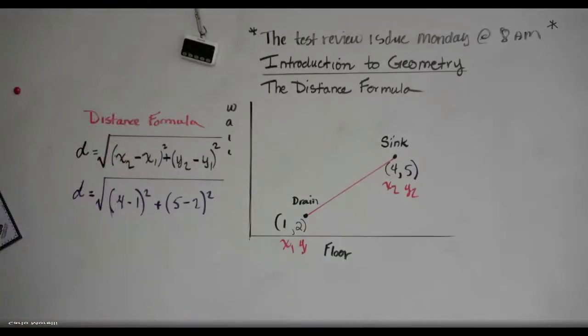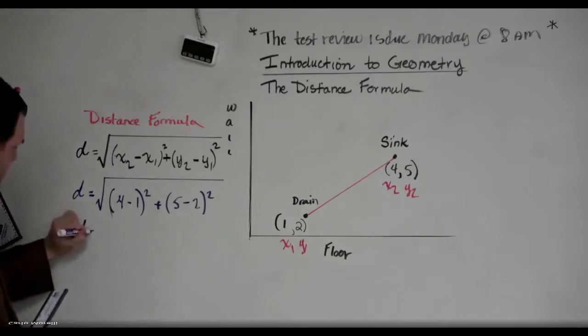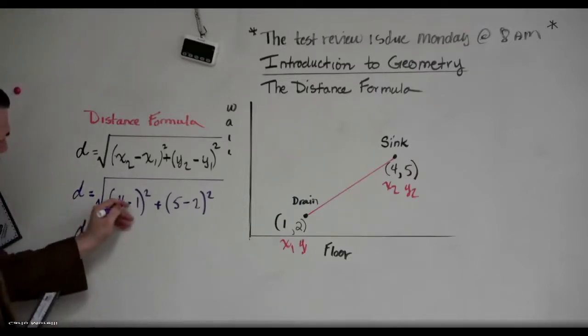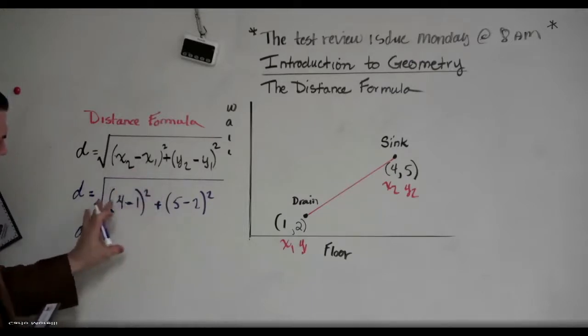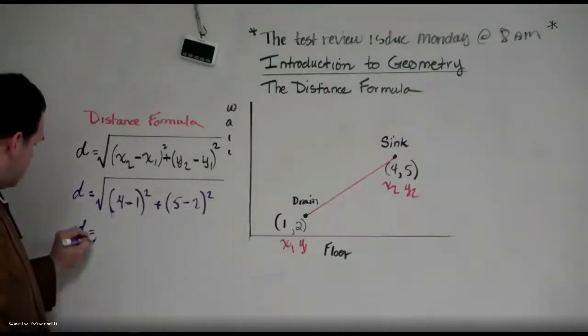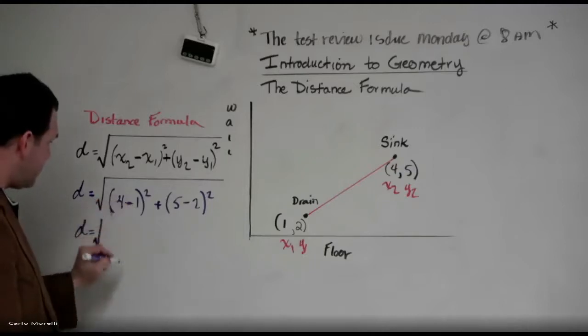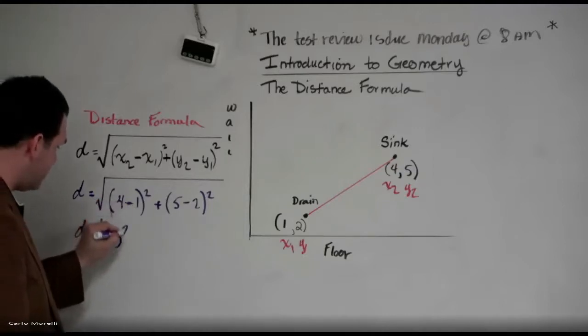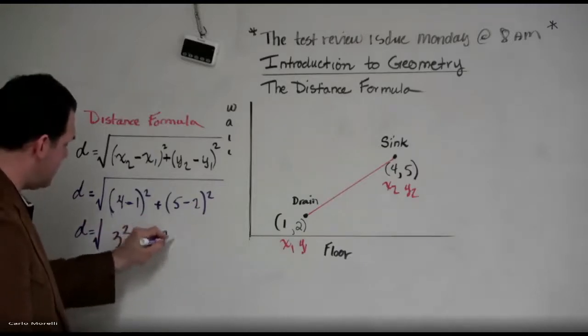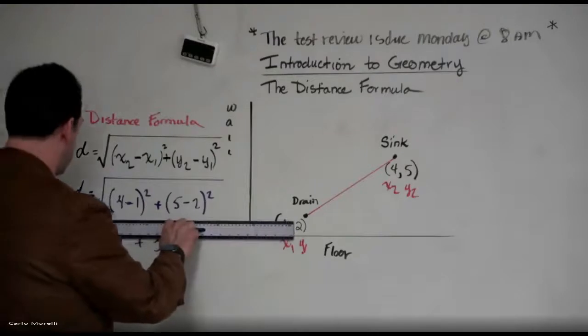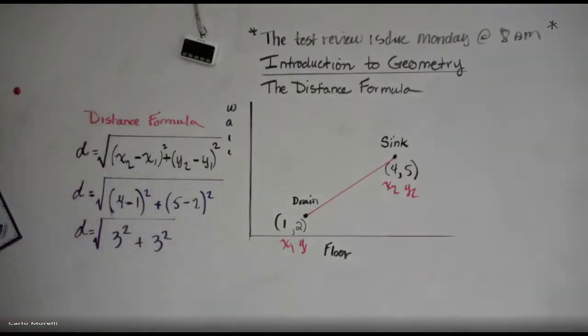Okay. So we're just going to keep working it out. So first is plus, now is minus. Yeah, so there is a plus sign in between the parentheses, but then inside the parentheses you're subtracting. Okay. So we've got the square root of, now 4 minus 1 is 3, so that's 3 squared, plus 5 minus 2 is 3, so that's 3 squared. So it's the square root of the sum of 3 squared plus 3 squared.